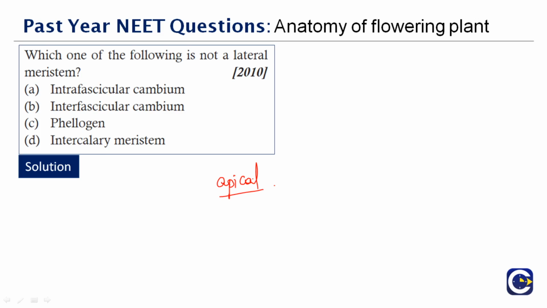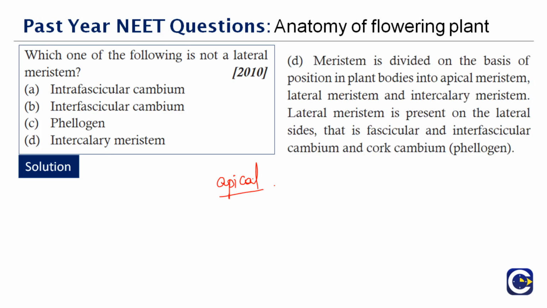We have two meristems, apical and lateral. So if you see, meristem is divided on the basis of the position in the plant body into apical meristem, lateral meristem and intercalary meristem. These are the three types of meristems found, and this is how the plant gets divided. Now intervascular cambium, intravascular cambium, phellogen, all these are lateral meristems. They will not come under this. So intercalary is already another meristem. So which one is not the lateral meristem? It will be option D, intercalary meristem. Lateral meristem is present on the lateral sides, that is the vascular and intervascular cambium and cork cambium. Therefore the correct answer will be option D.